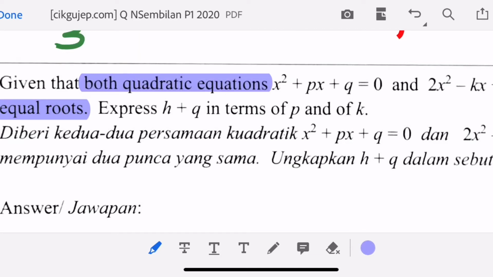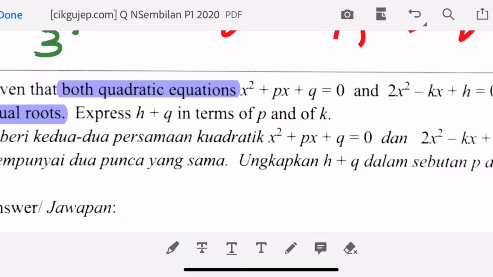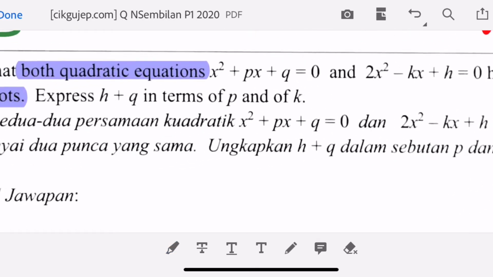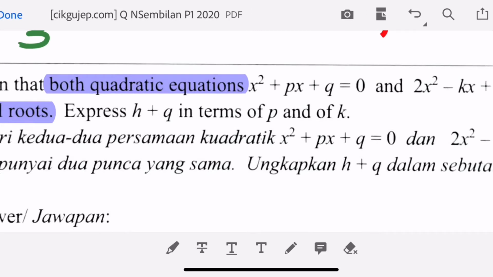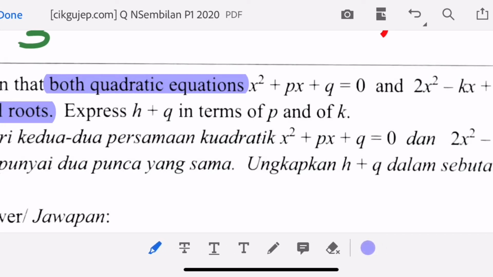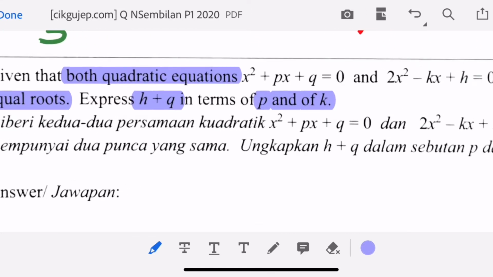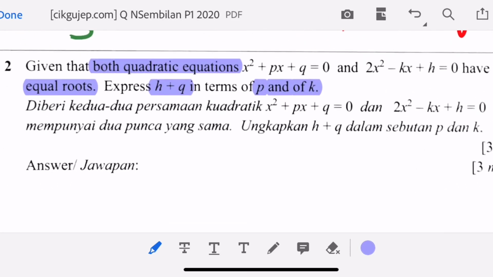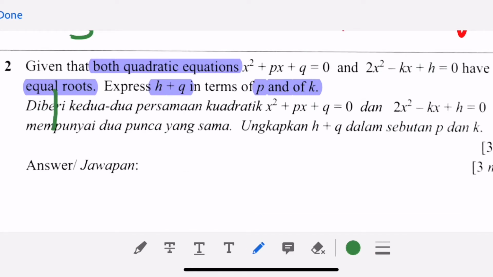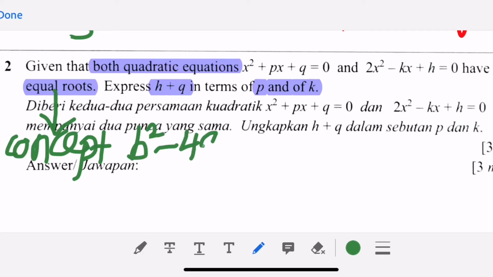First of all, you highlight the important keywords. You have equal roots for both quadratic equations. When you have equal roots, normally you have to use the discriminant, b squared - 4ac = 0. For both quadratic equations, you have to find a, b, c first before you can express h + q in terms of p and k. So we forget about the question first and go to the quadratic equations. Based on the concept of equal roots, b squared - 4ac must be equal to 0.